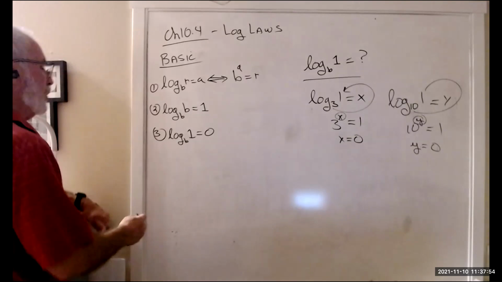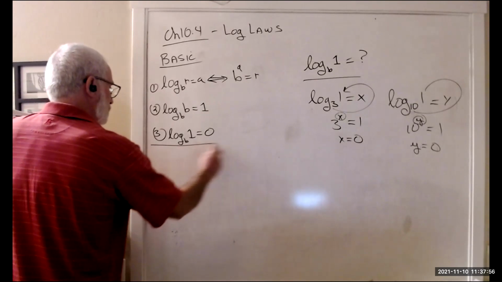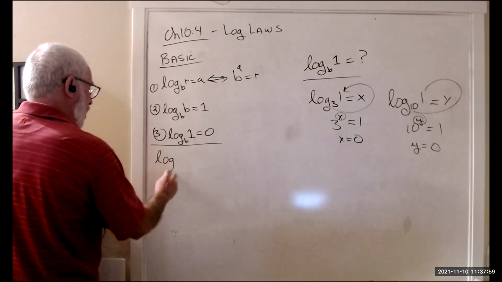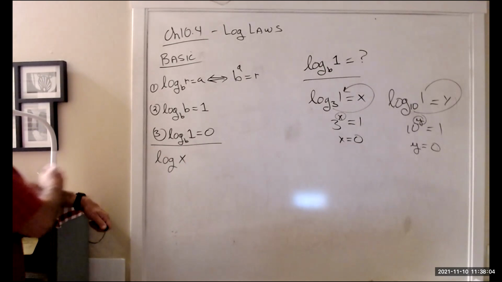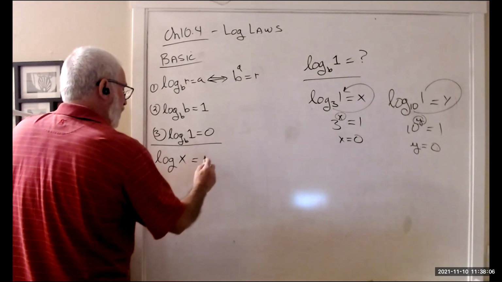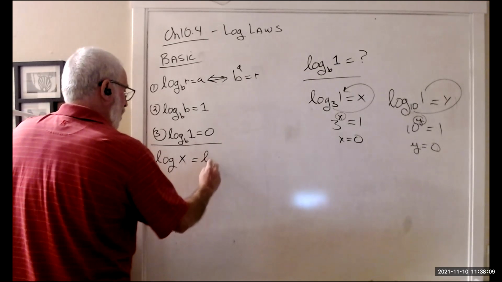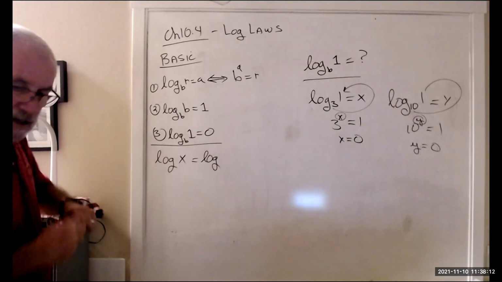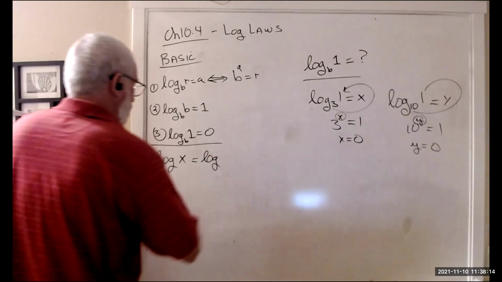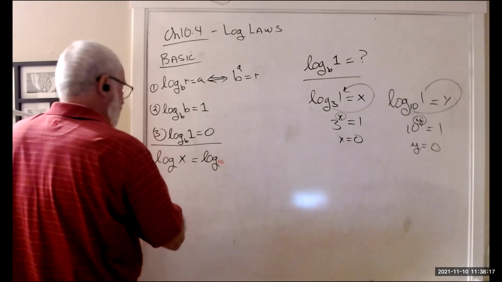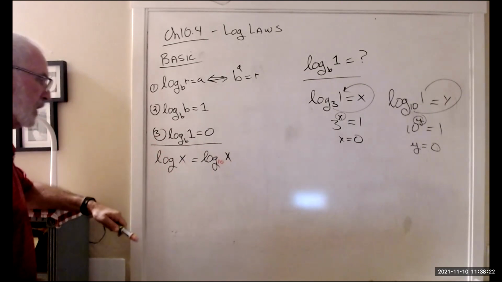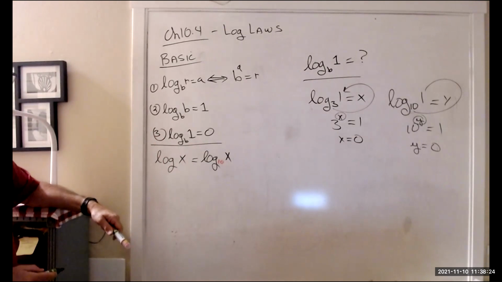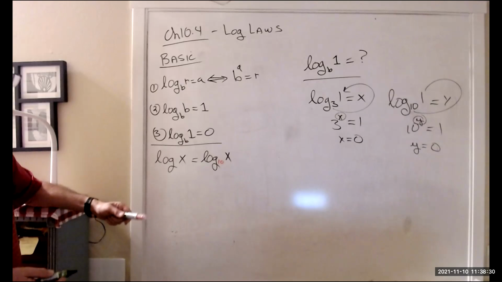Some other ones that we've talked about. When we take the log of, let's say, x, you're supposed to know that that is the log base 10 of x. The base is implied to be base 10 when I leave it off. And that's something you need to know.